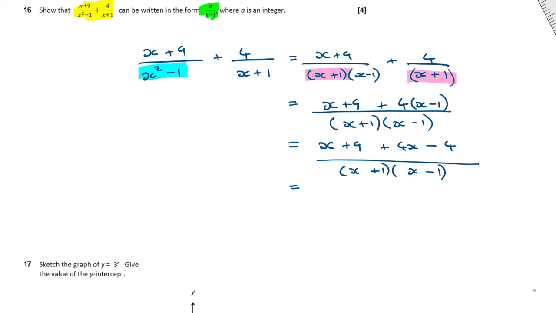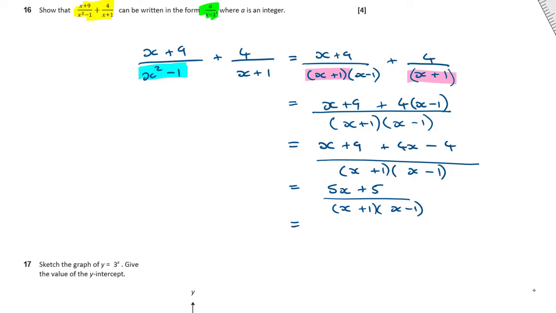So how many x's, how many numbers do we have? Got x and 4x, that gives me 5x. I've got 9, subtract 4, that gives me 5. Okay, so I've got 5x plus 5 over (x plus 1)(x minus 1). Can you spot what's going to happen yet?